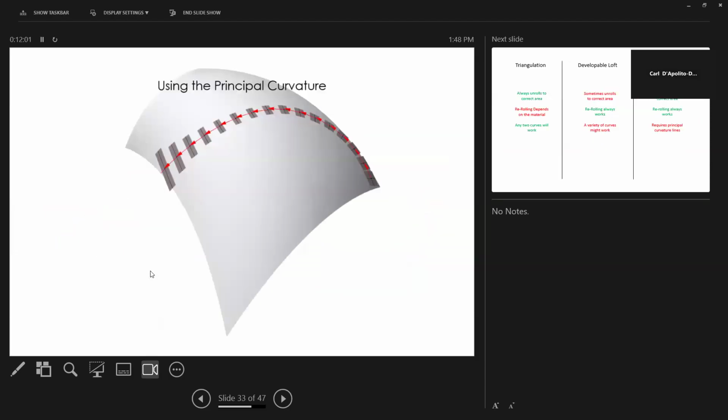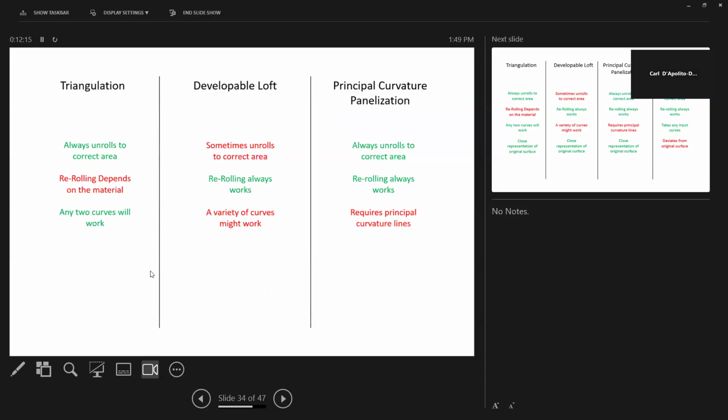And then the principal curvature uses the same method from before, which is the computational as opposed to the analytical method of migrating itself along the surface, looking for the places to draw a line. So those are three methods.